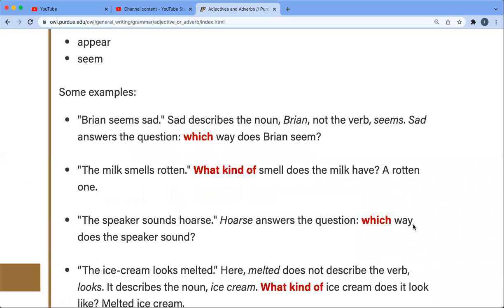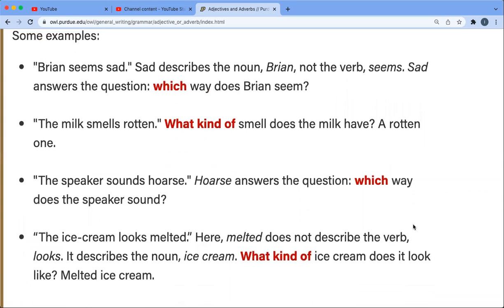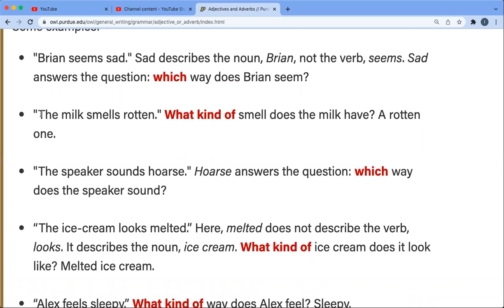More examples to be given to clarify the usage of the adjectives. If I say the milk smells rotten, I am having one of those sense verbs, smells, and rotten is the adjective. What kind of smell? Rotten. The speaker sounds hoarse, for example. Hoarse answers the question, which way does the speaker sound? Sound is a sense verb and hoarse is an adjective.